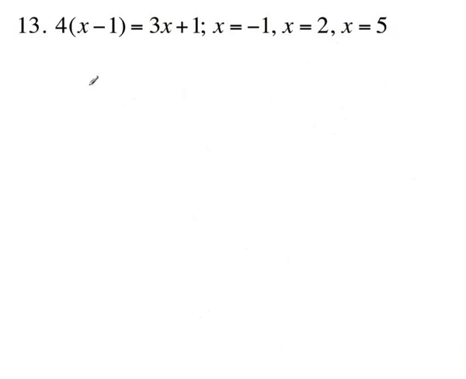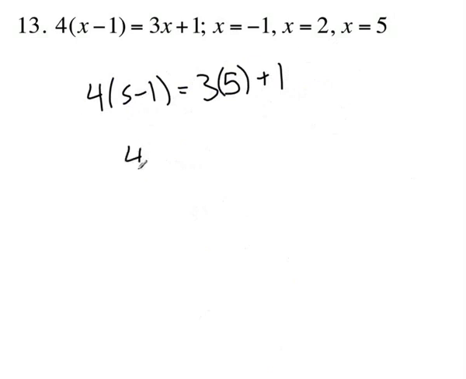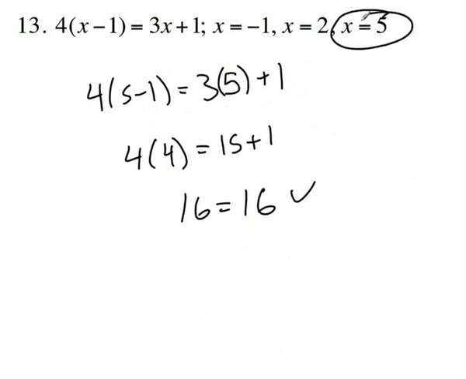So let's try 5. 5 minus 1 equals 3 times 5 plus 1. So this becomes 4 times 4, and this equals 15 plus 1. So this becomes 16 equals 16. And yes, that does work, which means 5 is a solution, but these other two are not.